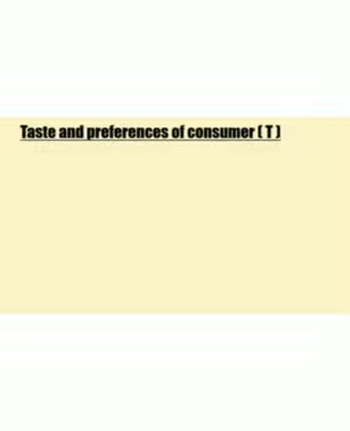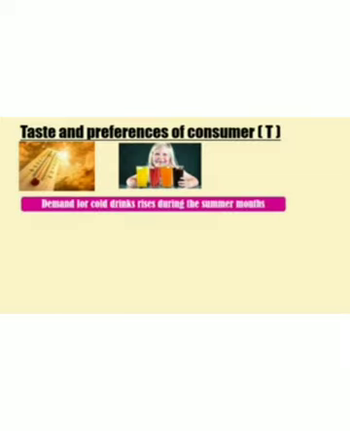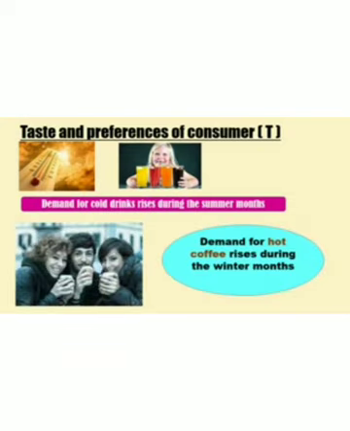The last determinant of demand is taste and preferences of consumer, denoted by T. The consumer's likes and dislikes and habits also affect the demand for a commodity. For example, consumers like to drink more cold drinks during summer months. So demand for cold drinks rises during the summer months. Similarly, demand for hot coffee rises during the winter months.